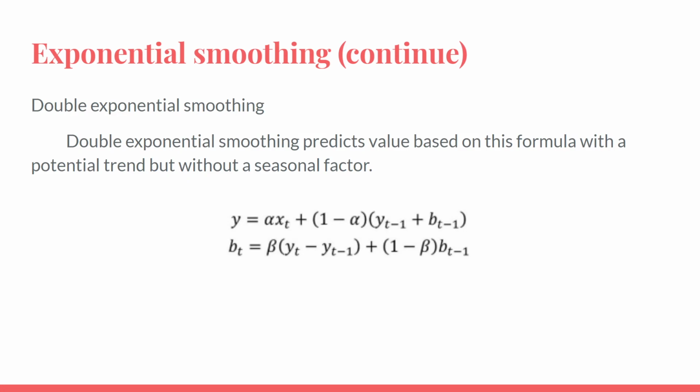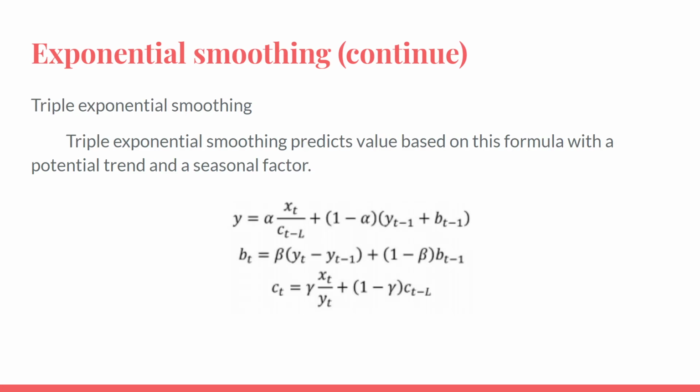Double exponential smoothing predicts value based on this formula with a potential trend but without a seasonal factor. There are now two smoothing factors included in this exponential smoothing technique. The definition for alpha is the same as in simple exponential smoothing, but beta is another smoothing factor for the trend. This value beta is also between 0 and 1.